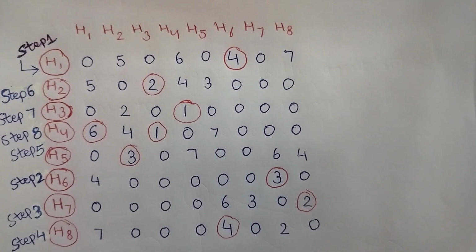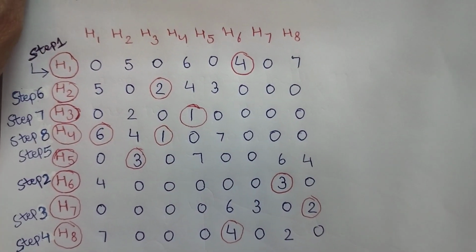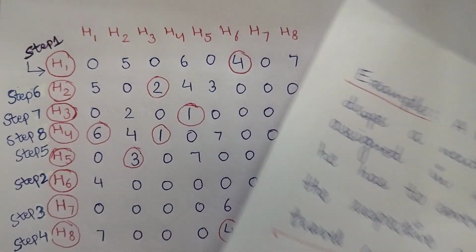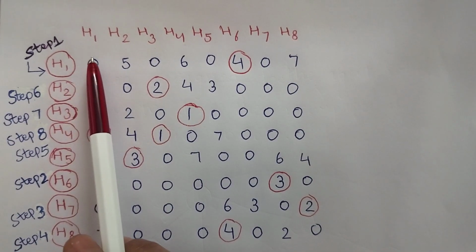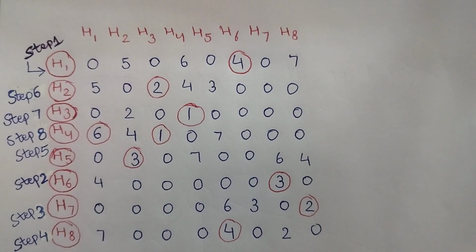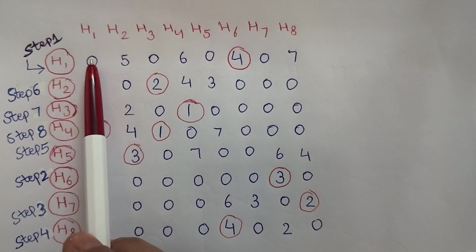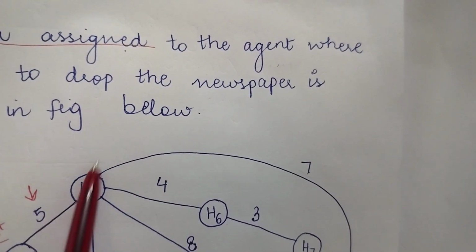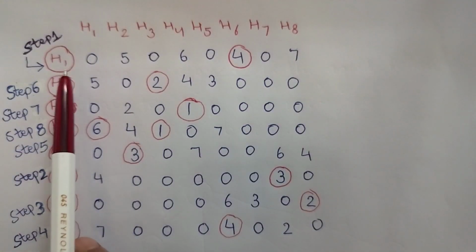Now you will find out the cost of reaching from one city to another with the help of this matrix. The cost is already provided to you, you do not have to do much. So this represents the cost of reaching from H1 to H1. Obviously, if you are at H1, then there will be no cost of reaching from H1 to H1. You are at that particular point only, so the cost will be 0.